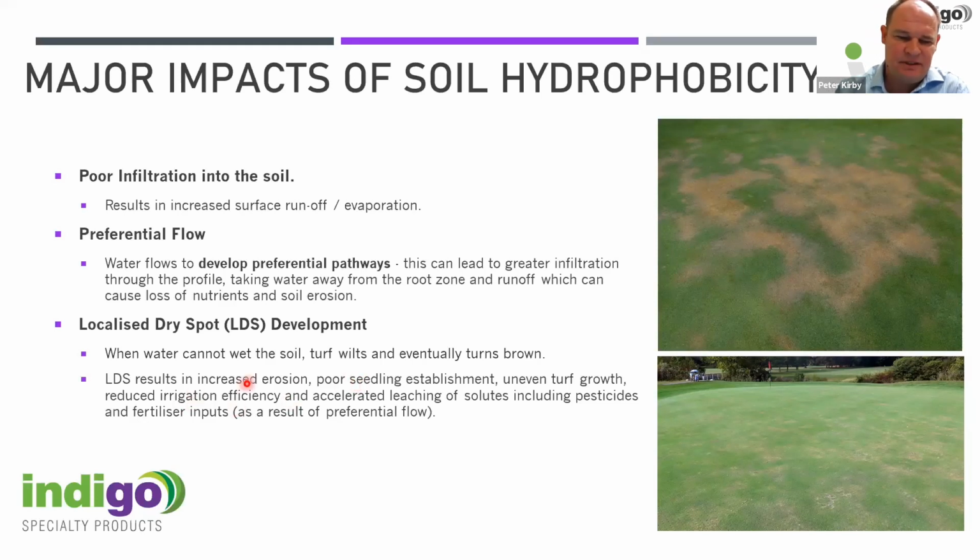Some of the research findings on what localised dry spot can cause are increased erosion, poor seedling establishment, and non-uniform turf growth, because we're just not getting good movement of inputs uniformly through the profile. There's reduced irrigation efficiency, with surface runoff and losses to evaporation. We're getting water moving through channels in the soil profile, not uniformly, so we lose it as it drains and leaches more readily, and as I said before, we lose our pesticide and fertilizer inputs in large concentrations.